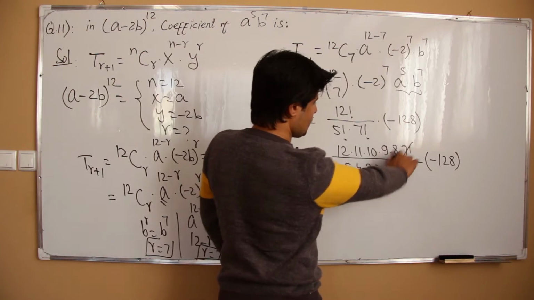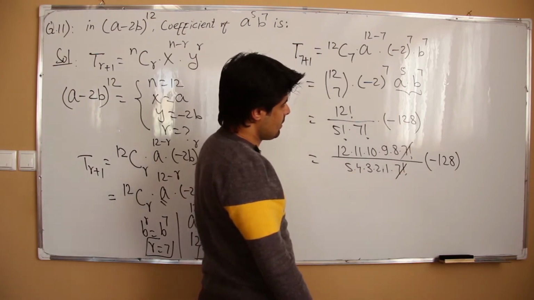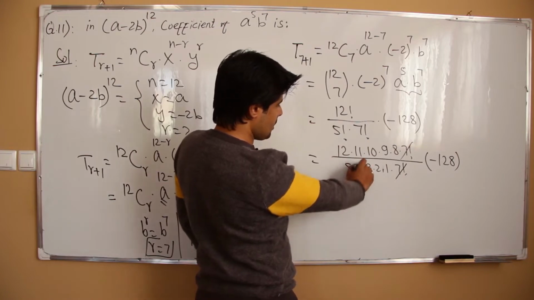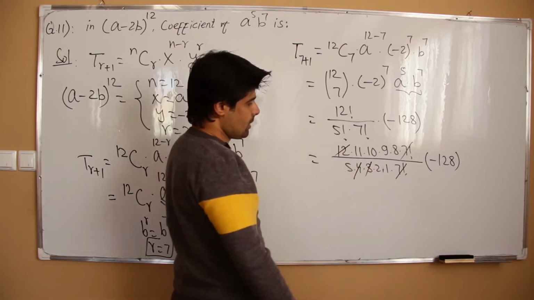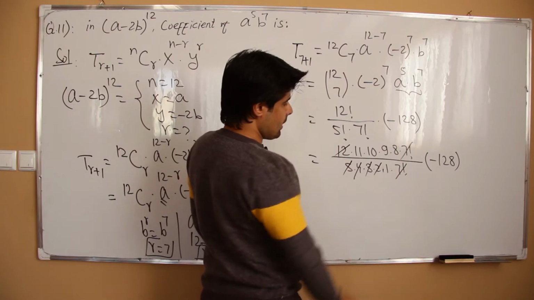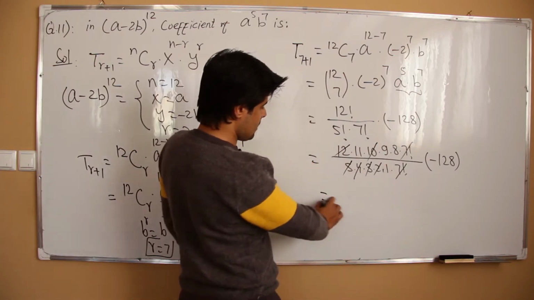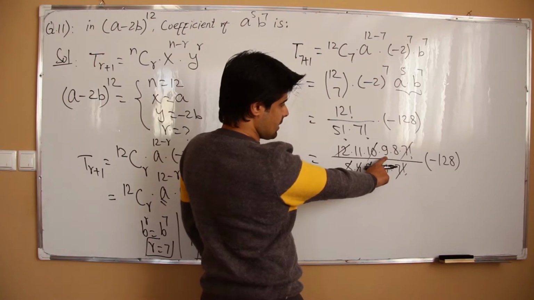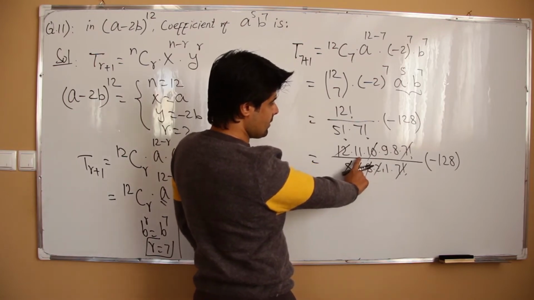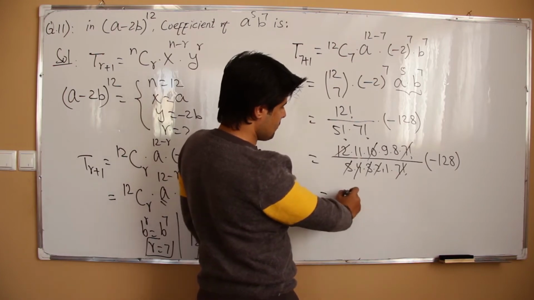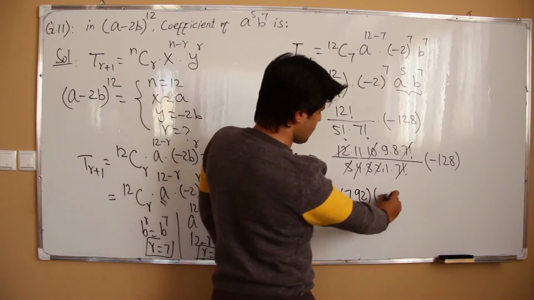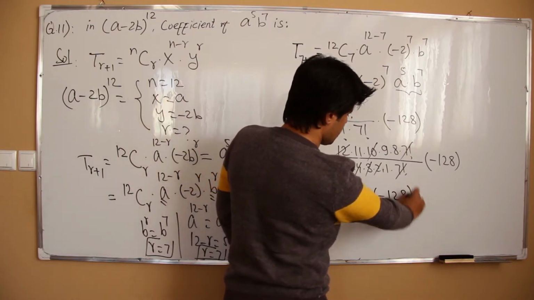This 7 factorial with this 7 factorial we can cancel, and what do you think? 3, 4, 12 with this one it's cancelled. 5, 2 it's 10 with this 10 is cancelled. 9 times 8 it is 56. Oh no, 72. 72 times 11. 72 times 11 it is 792, I think, times minus 128.